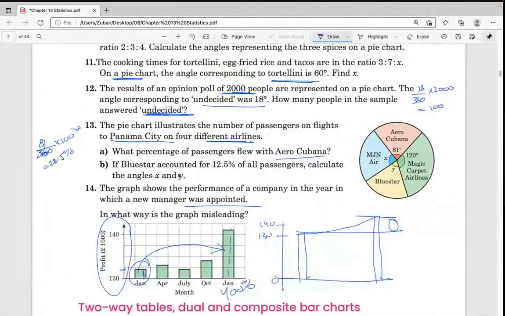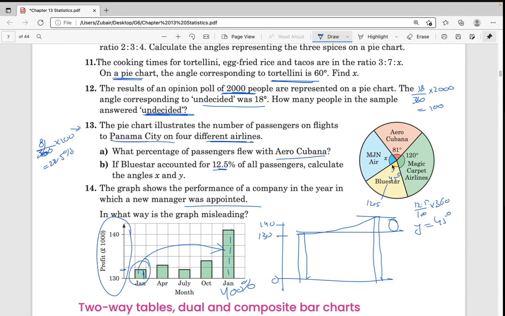And 14th question, sorry, 13th B part. B part says if blue stars accounted for 12.5% of all the passengers, calculate angles X and Y. So blue star is 12.5%. So 12.5 by 100 of 360 gives me 45 degrees. So y is equal to 45 degrees.